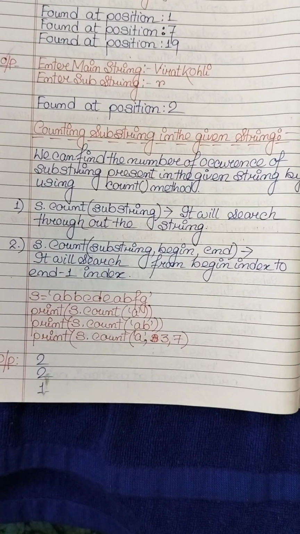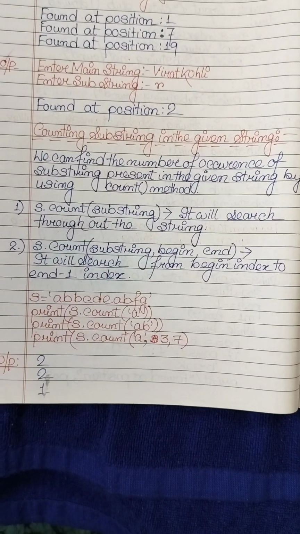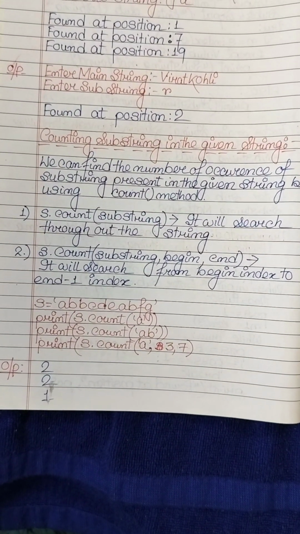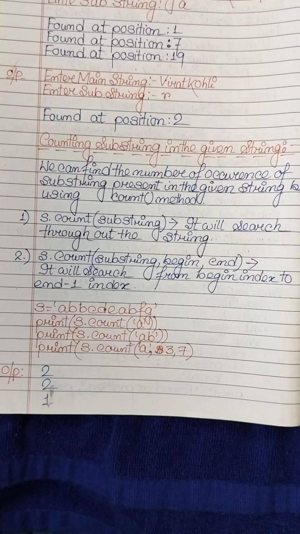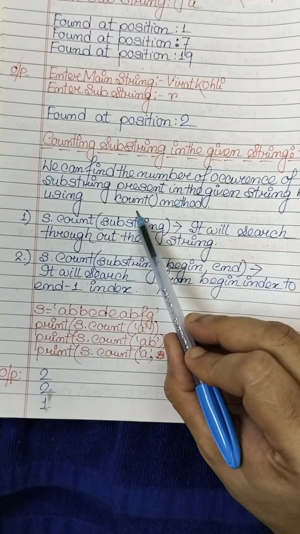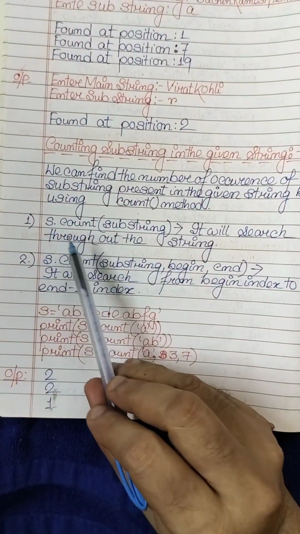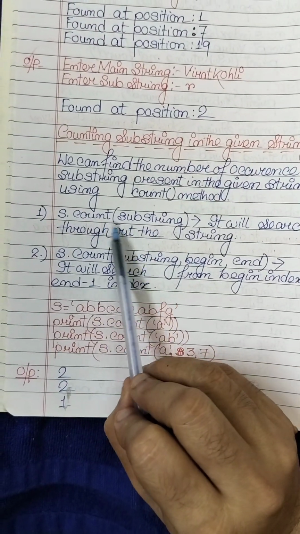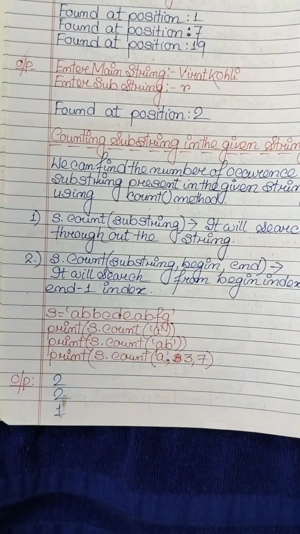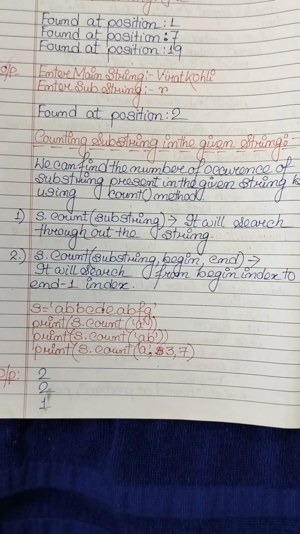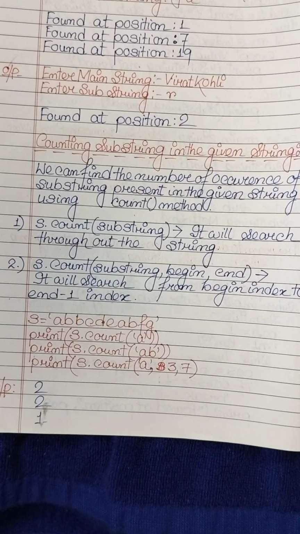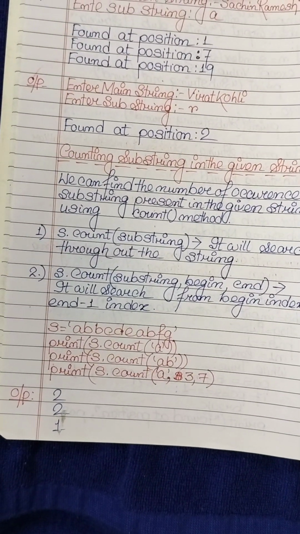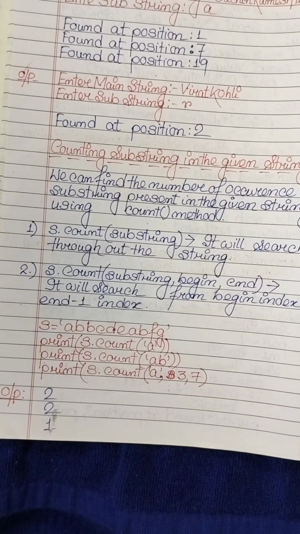Counting substring in the given string: we can find the number of occurrences of a substring present in the given string by using the count function method. So s.count(substring). It will search the substring throughout the string. Whatever I have written in the string, when it gets s.count(substring), it will find how many times the substring is present in the string.